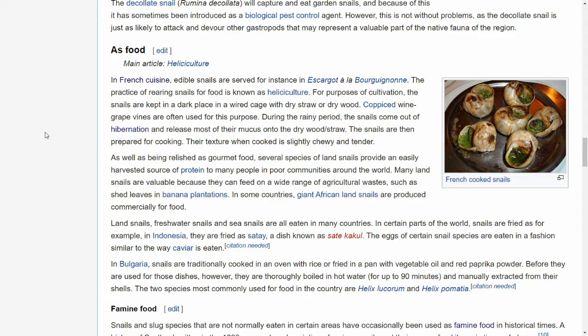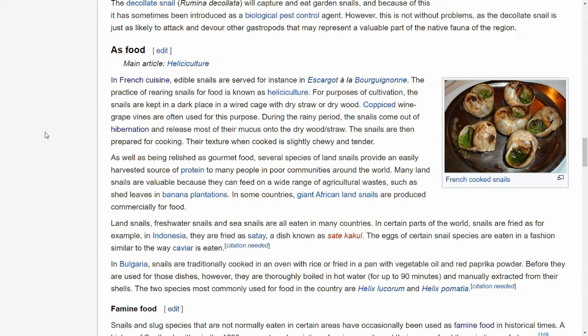In French cuisine, edible snails are served, for instance, in escargot a la bourguignon. The practice of rearing snails for food is known as heliculture. For purpose of cultivation, the snails are kept in a dark place in a wired cage with dry straw or dry wood.